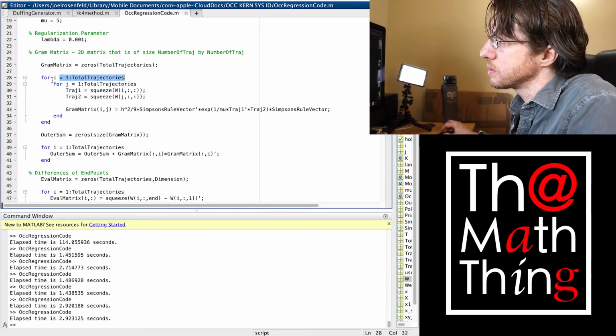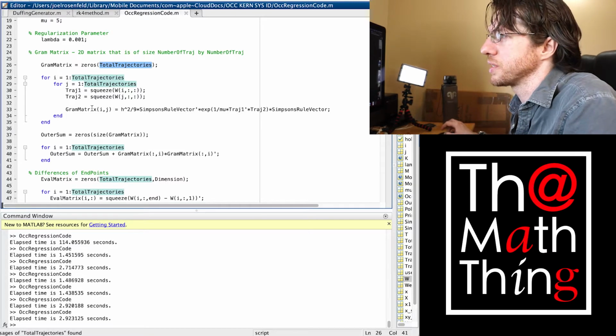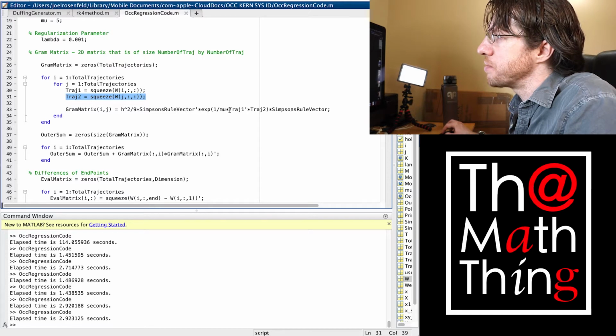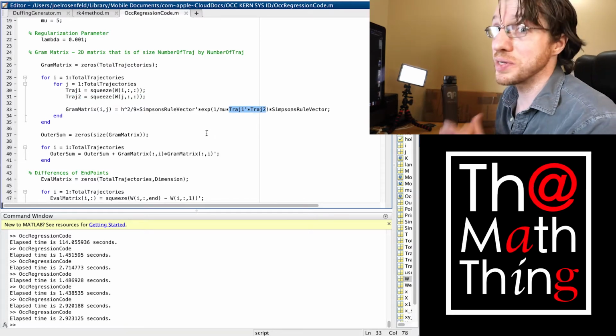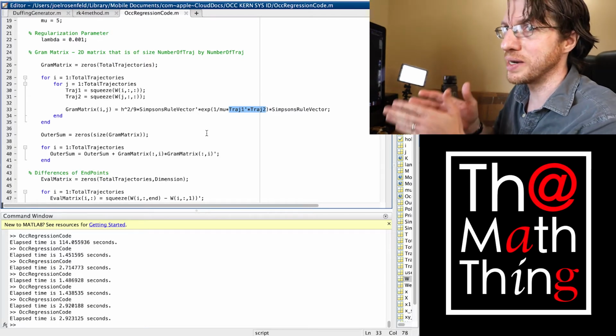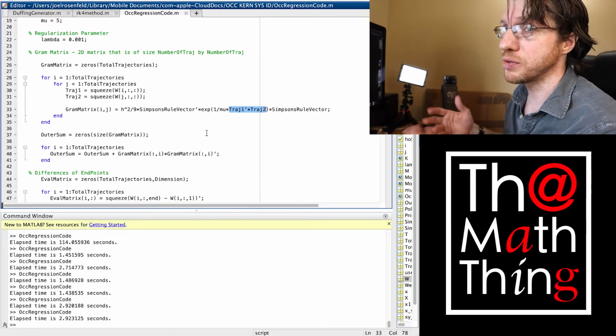So I'm going through each of the trajectories, running through i and j, and I'm throwing everything into this gram matrix, whose size is a square matrix with side length total trajectories. Here's the trick. You take the trajectory for 1 and the trajectory for 2 at i and j, and you want to make a really big gram matrix using these two trajectories. Technically a gram matrix would be trajectory 1 times trajectory 1, but what we're trying to do is a double integral, and it's a lot like a gram matrix.